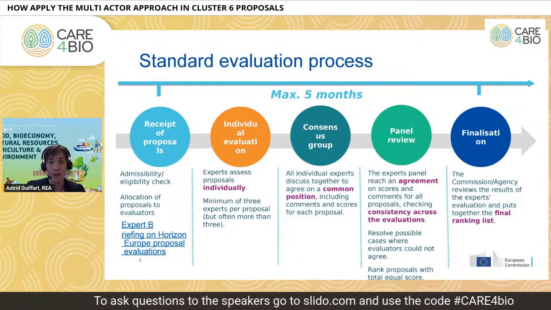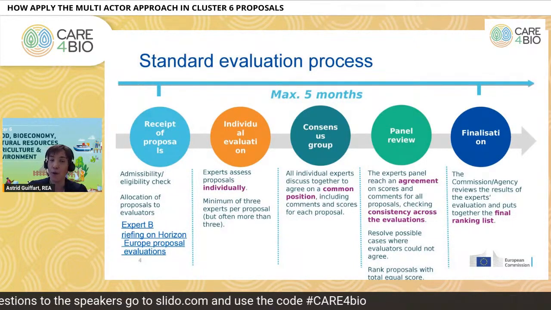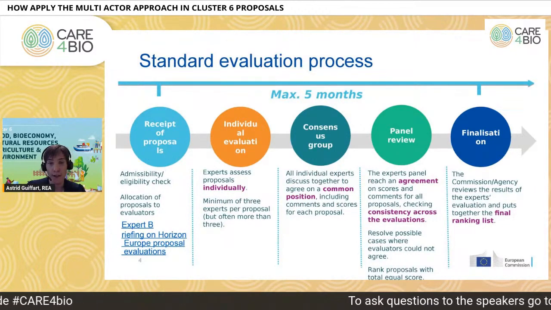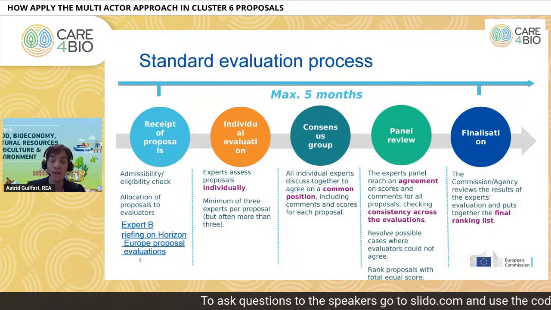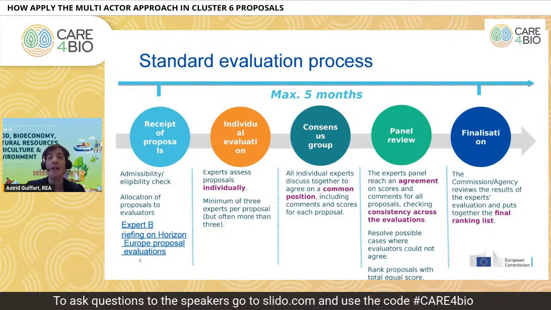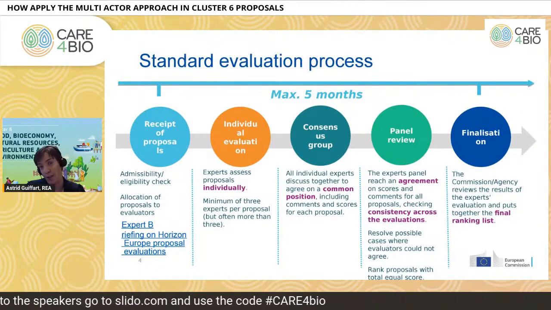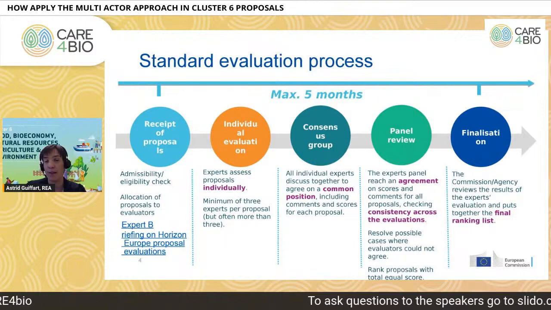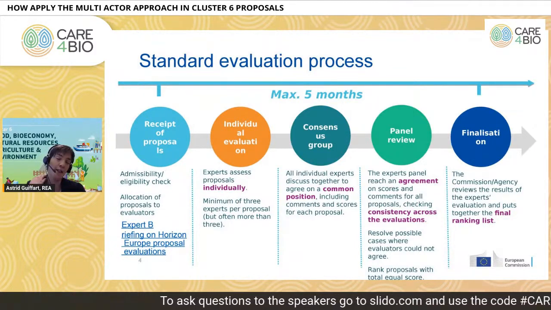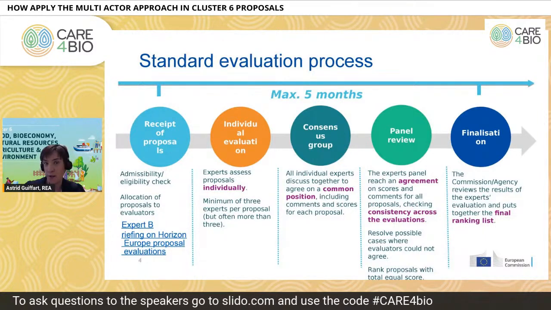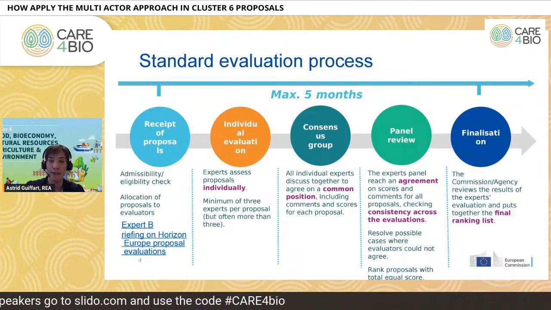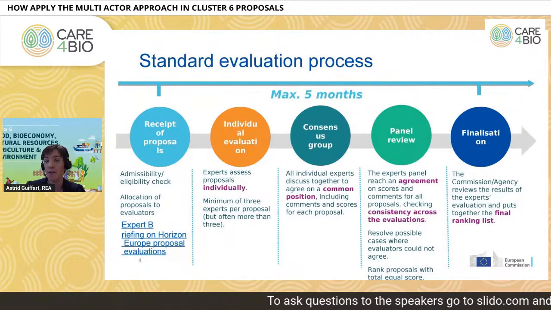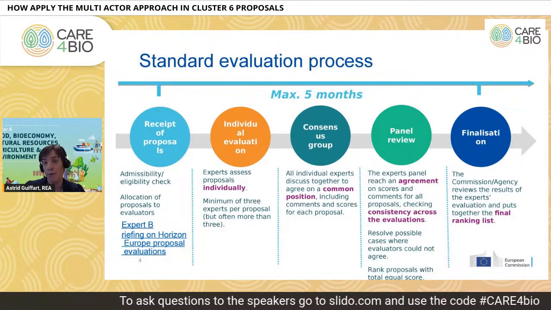When all proposals are evaluated, so when there is a consensus on all proposals, we organize a panel review meeting where experts have to confirm the scoring and the comments for all the proposals, checking consistency across the evaluation. Then they agree on the ranking of the proposals, and they also consider equal scoring, so ex aequo, based on the general annexes, so on the legal basis, we have to do this exercise. And when the panel review meeting is finalized, we finalize the results of the evaluation, and we perform the final ranking list.